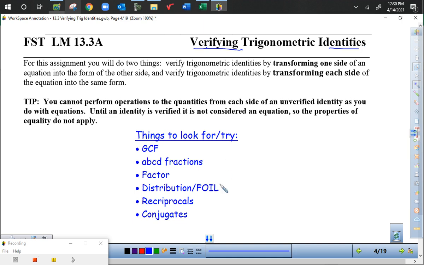Some things we talked about last time: looking for a common factor when we have two terms, getting a common denominator if we're adding or subtracting, factoring with maybe difference of squares other than looking for a GCF. We can distribute or FOIL when we see parentheses sometimes. We'll substitute with reciprocals, also with quotients. And this last one, conjugates, we haven't talked about a whole lot yet. We'll see one example today that uses that.